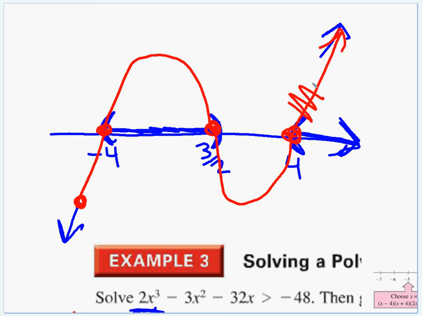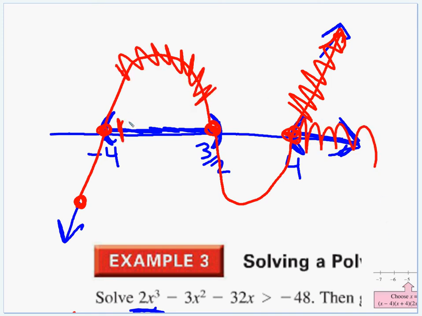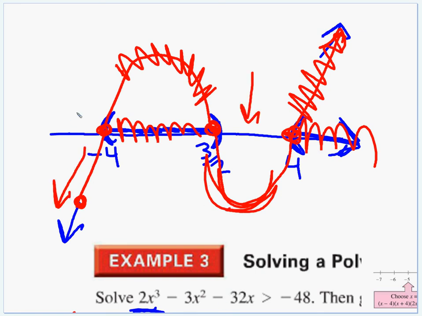Notice where this graph is above the x-axis, we colored in that part as our solution. Here we are above the x-axis, we colored in that part of our one-dimensional number line graph. Where the graph went under the x-axis was a false part. Here we are under the x-axis, we did not color in that part of the graph.